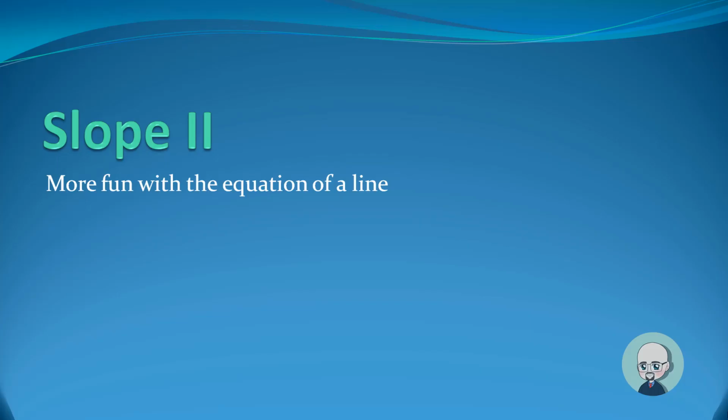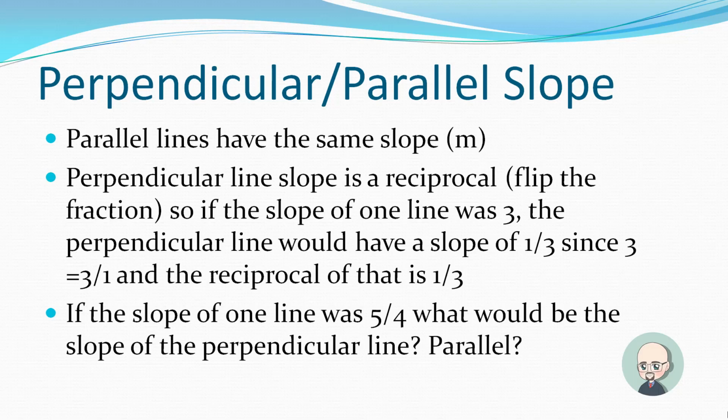All right, we're going to do some more slope stuff. Let's talk about perpendicular and parallel slope. Parallel lines have the same slope, m value. Perpendicular line slope is a reciprocal. You flip the fraction. So if the slope of one line was 3, the perpendicular line would have a slope of 1 over 3, since 3 equals 3 over 1, and the reciprocal of that is 1 over 3.